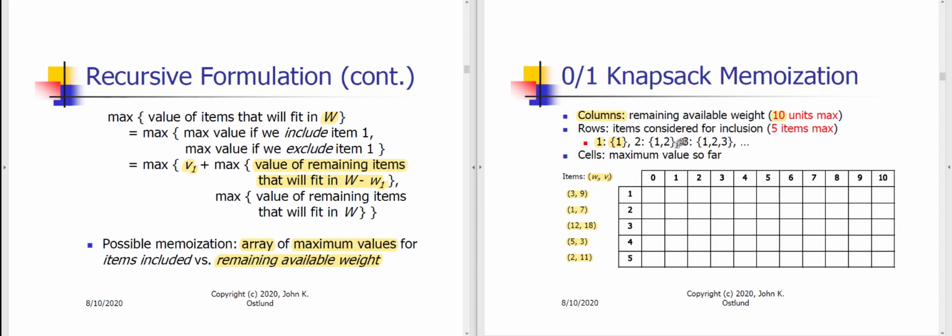And then similarly, when we get to the third row, what we're actually considering there is all of the combinations of items 1 and or 2 and or 3. All right, so let's walk through this. And by the way, each cell in this table is going to be the maximum achievable value that we can have for a given amount of available weight and a given subset of items.